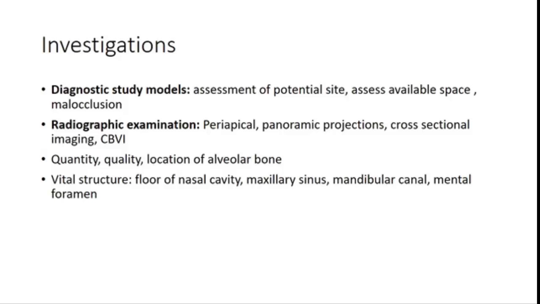The one more thing which you have to assess is the quantity and the quality, location of the alveolar bone, the vital structures, floor of the nasal cavity, maxillary sinus, mandibular canal, the mental foramen. CBCT will help you in getting all the details of that. And this will be dealt in detail in part 2 of dental implants.